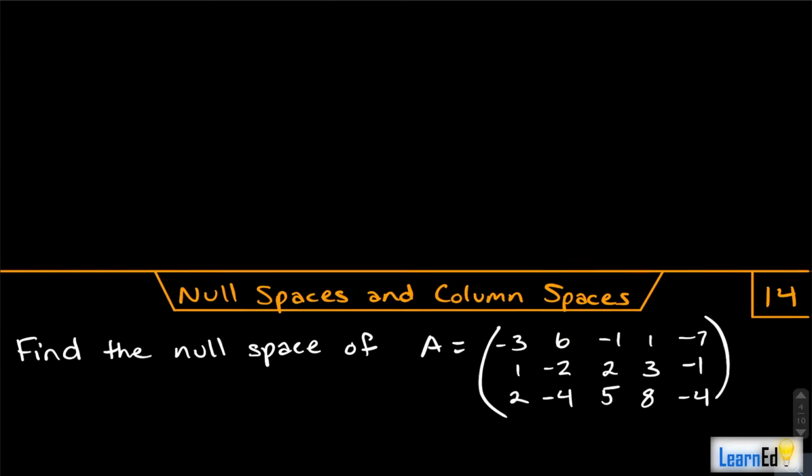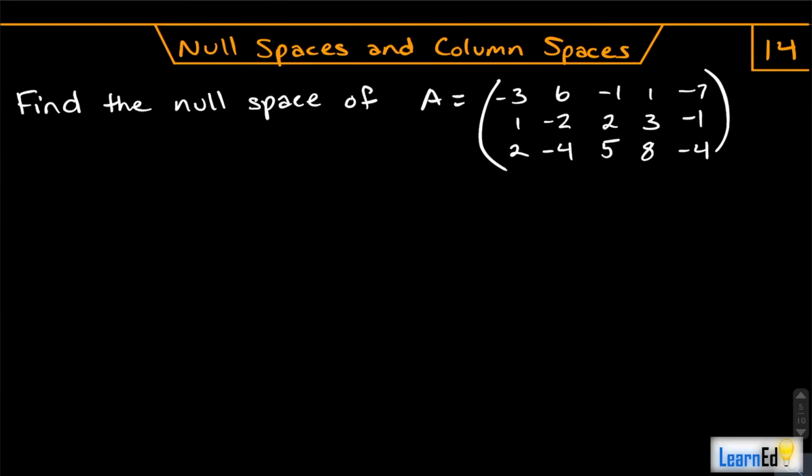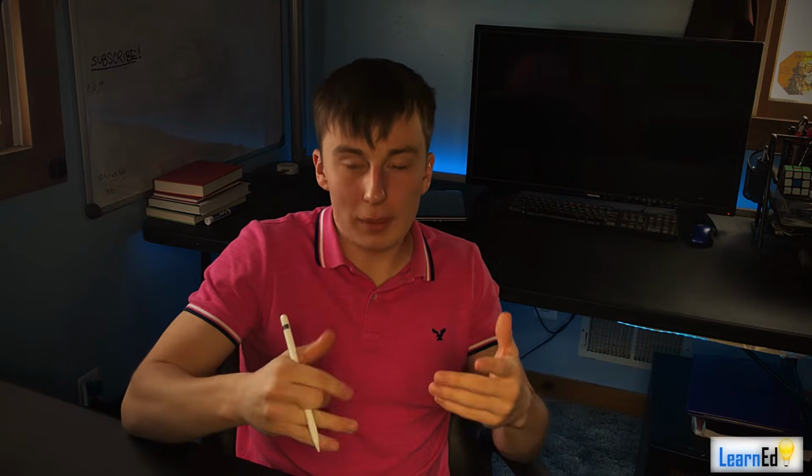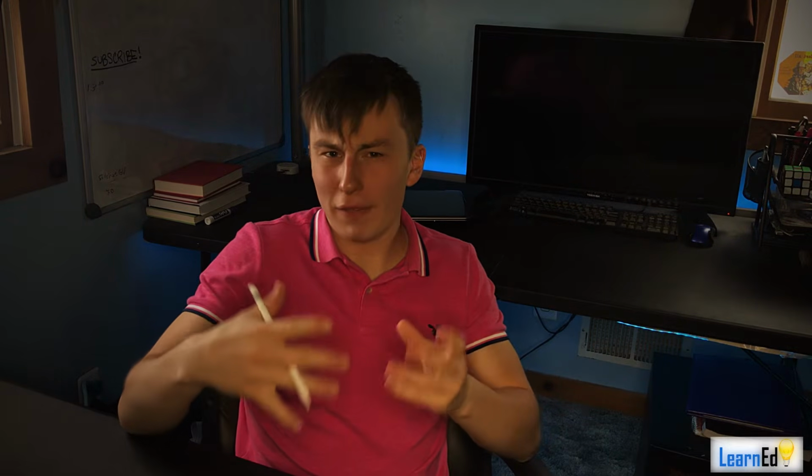So now we're going to move on to our next problem, which is on null spaces and column spaces. Okay, this is problem 14, and it's asking to find the null space of A, which is a 3 by 5 matrix. Now, what actually is a null space? That's probably the initial question that you should be asking, because if you know what a null space is, you'll understand more of how to find it.